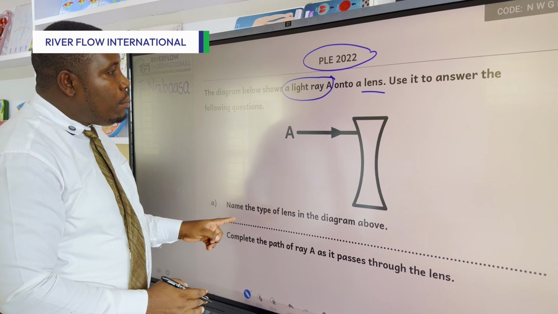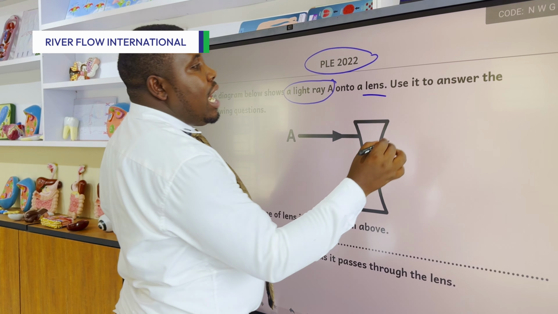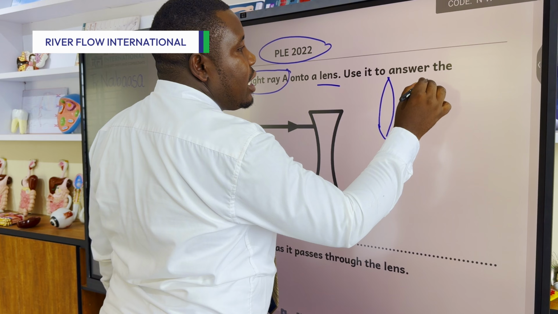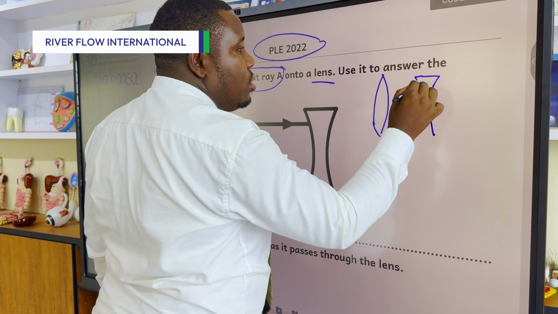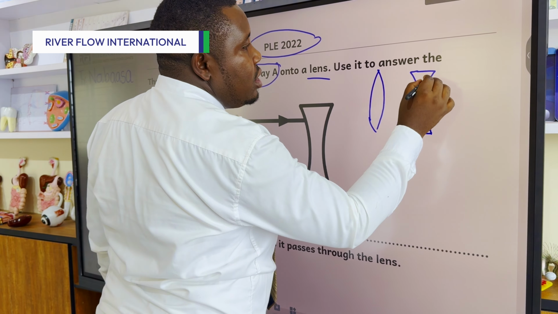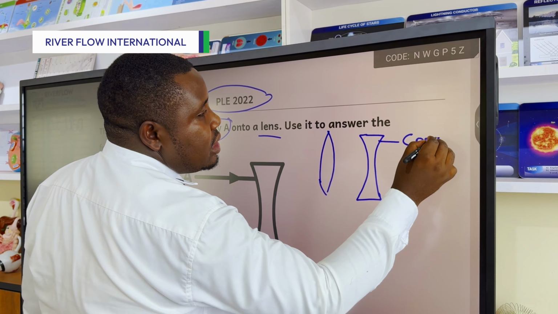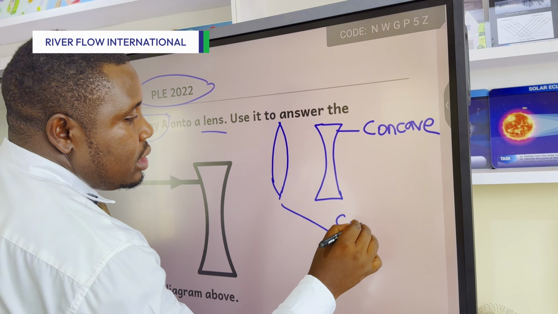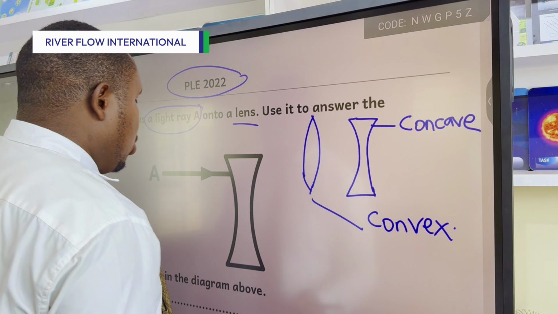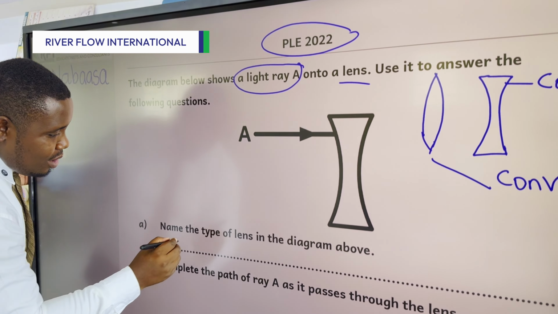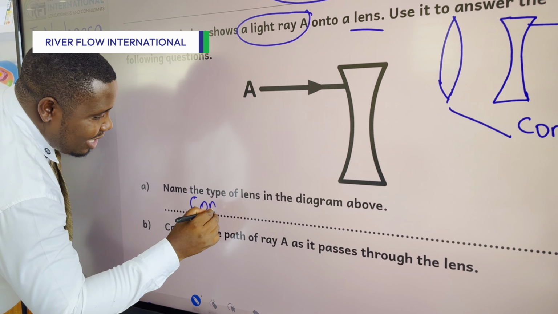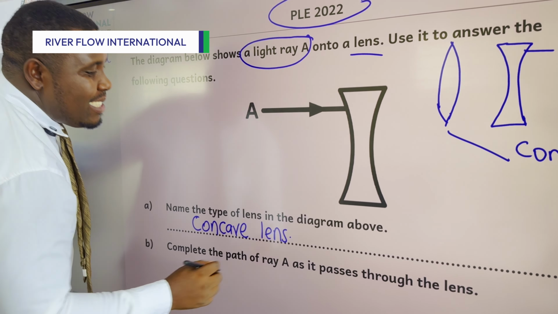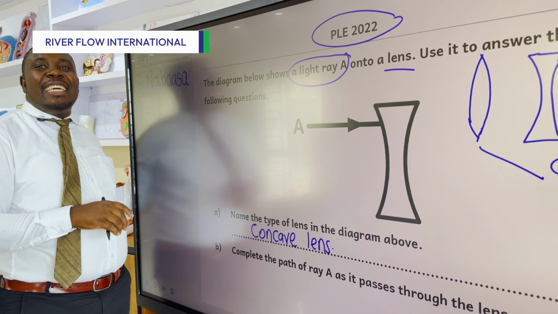Now, question number 1, we want to know this type of lens. When we are teaching, we mainly teach these lenses. One looks like this, and another one looks like this. So, this one is a concave lens, and this one is a convex lens. Which type of lens is shown in the diagram? We are going to say concave lens. P7 learners, if you cannot pass this number after studying light, there is a problem.